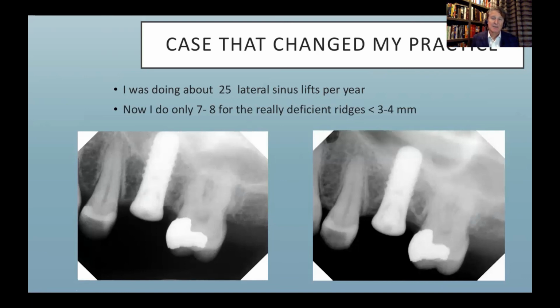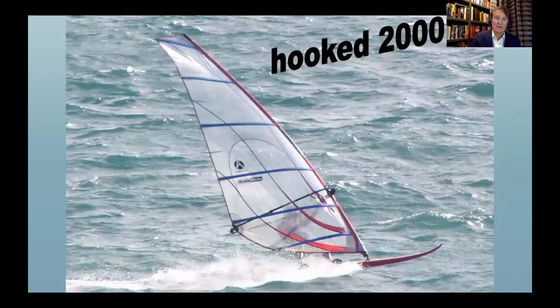But that changed everything because I was doing about 25 sinus lateral procedures, again, the high risk procedures. And now I might do 7 or 8 a year, only when the ridge is very deficient.